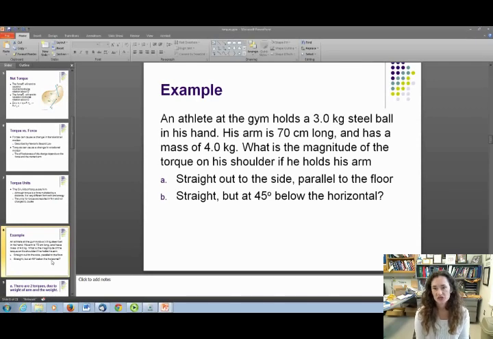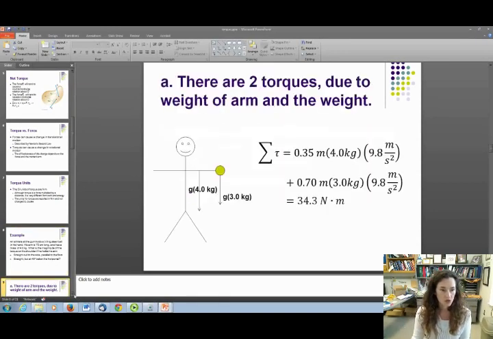An athlete at the gym holds a 3-kilogram steel ball in his hand, and his arm is 70 centimeters long, and the arm itself has a mass of 4 kilograms. So what's the magnitude of the torque on the athlete's shoulder if he holds his arm straight out to the side parallel to the floor, or if he holds his arm straight, in other words, no bend in his elbow, but 45 degrees below the horizontal? Okay, so let's do part A first, which is where the athlete has his arm straight out.